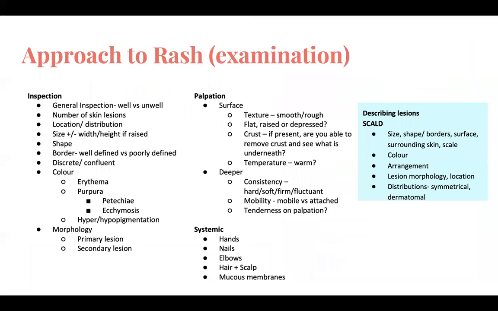So in terms of approach to a rash examination, it probably won't come up as an OSCE, but I've just listed it here for your reference. In terms of describing the lesion, the SCAR mnemonic was size, shape, surface, C for color, A for arrangement, L for lesion morphology, and D for distribution.